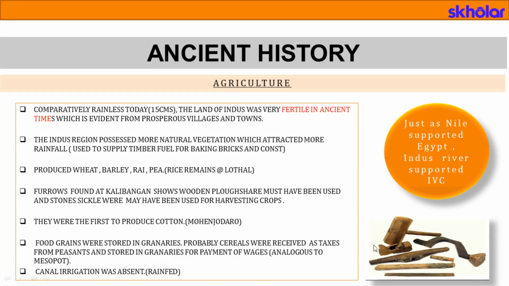And similarly, we have found a stone sickle. You can see this stone sickle in this image on the right side. And this stone sickle must have been used for harvesting crops. Now, the Indus Valley people were the first to produce cotton. A cotton cloth has been found at Mohenjo-Daro.